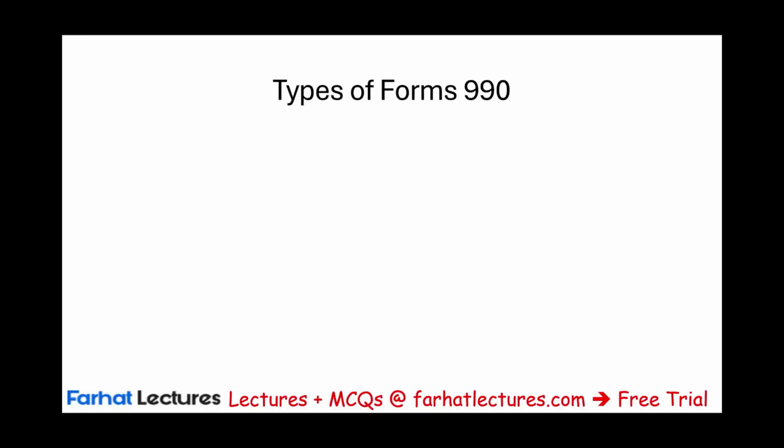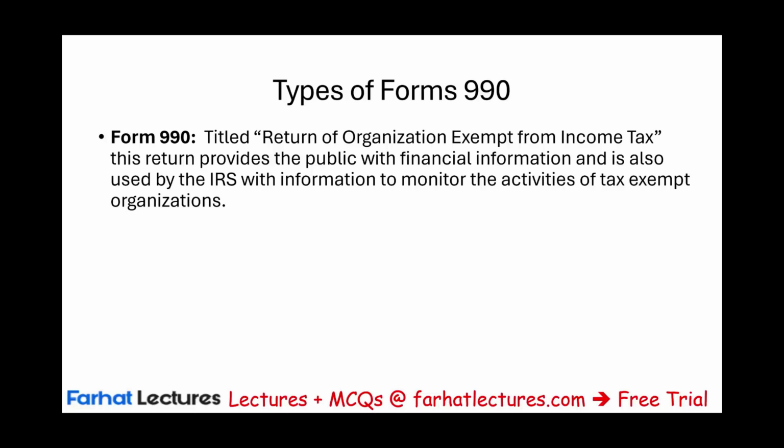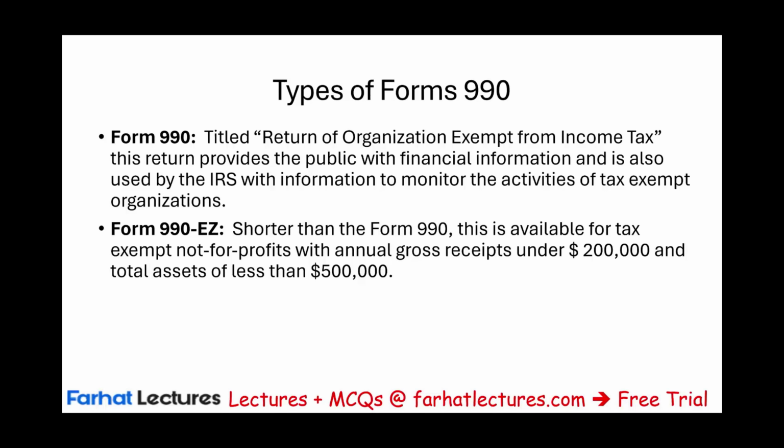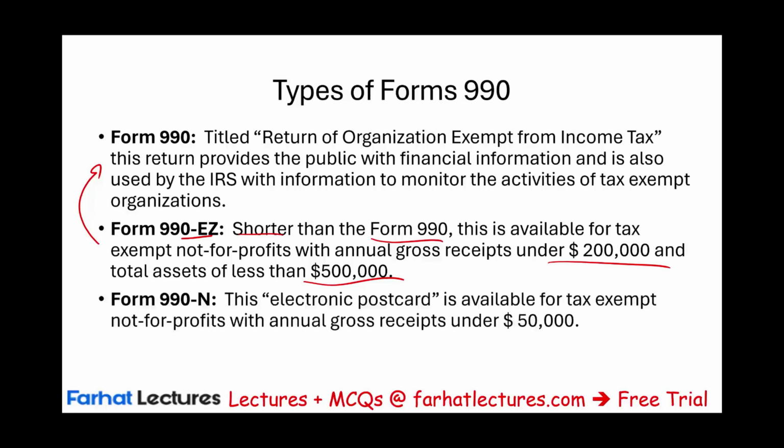Now, there are many types of Form 990. Form 990 is the most common one that I showed you. It's comprehensive. We have a 990-EZ, shorter than the Form 990, just like there's a 1040, there's a 1040-EZ. It's meant for small not-for-profits, easier to fill. This is available for tax-exempt entities with annual gross income less than 200 and total assets less than $500,000. It's simpler. Then we have an even smaller one, Form 990-N. This electronic postcard is available for tax-exempt not-for-profits with annual receipts less than $50,000. Just trying to make it easier for not-for-profits.